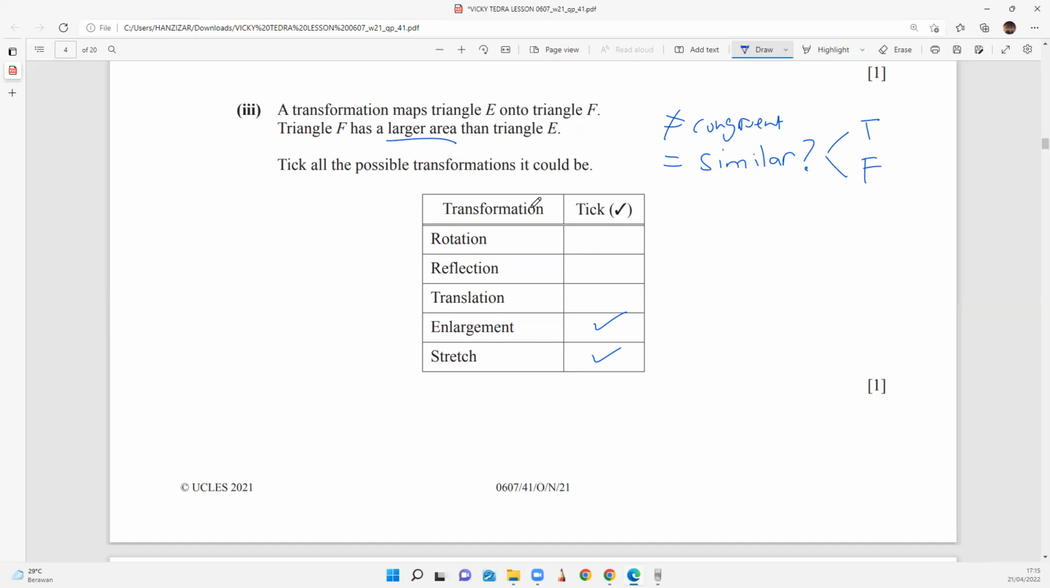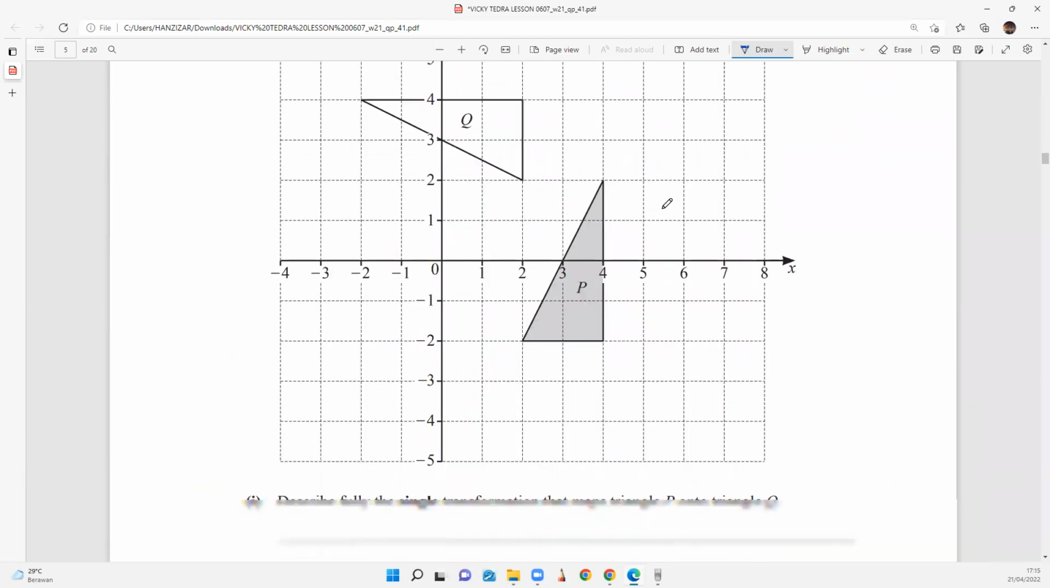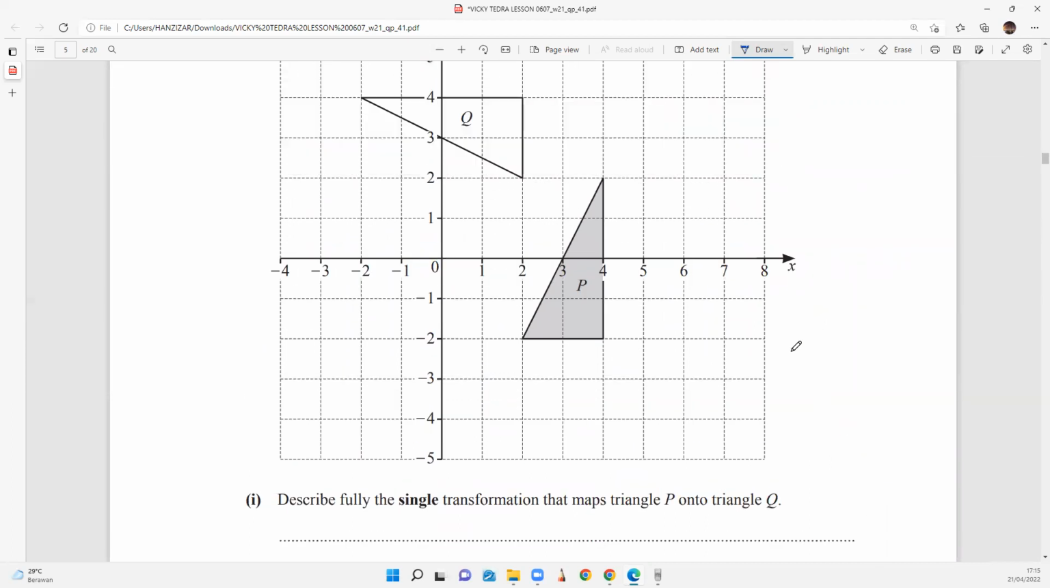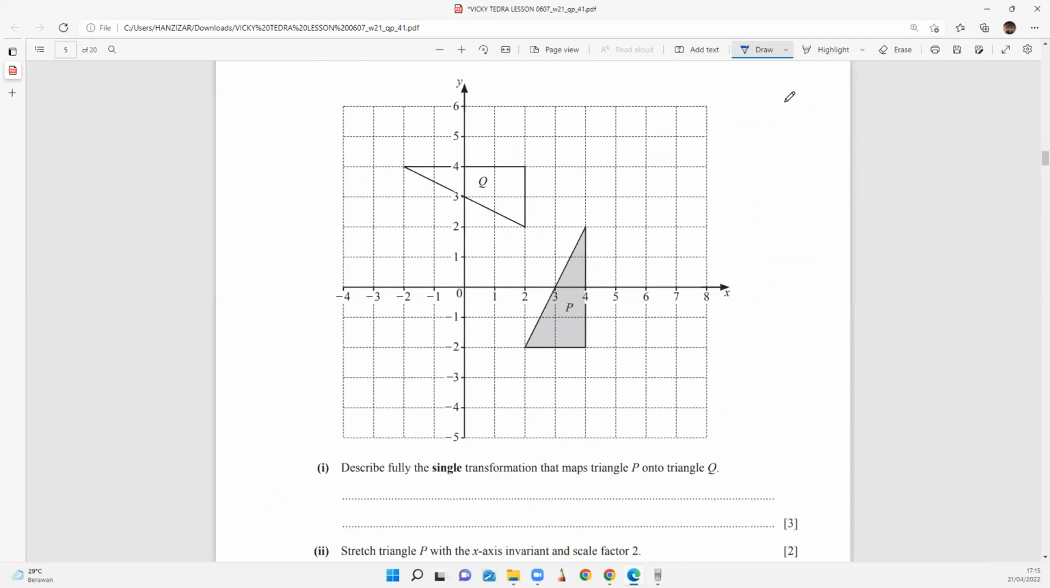Let's do the next question. Okay, this is hard. Describe fully the single transformation that maps P onto Q, not Q onto P. Be careful, from P to Q. So if you look at the drawing, you simply put this. From P to Q, it is similar, congruent. The size is not changing, but the position is changing, but it is not translation. Why? Because it is not going up, down, left, right, but it is rotated, right? You rotate P to Q, so it has to be rotation. Okay, rotation by how many degrees?